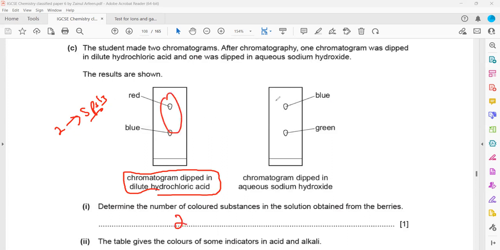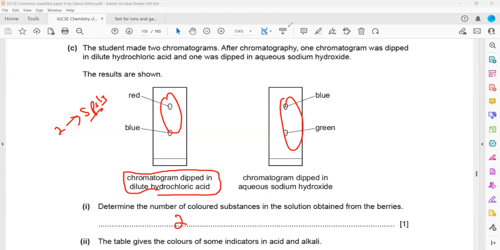It's not like 2 colors in acid and 2 colors in alkali, so there will be 4 spots. That is not the way to read a chromatogram. The way to read a chromatogram is to identify how many spots there are in a substance in a specific solvent. So in acid, it was 2, and in alkaline also it is 2 spots. So it confirmed that there are only 2 different substances present. That's why it is giving 2 spots.